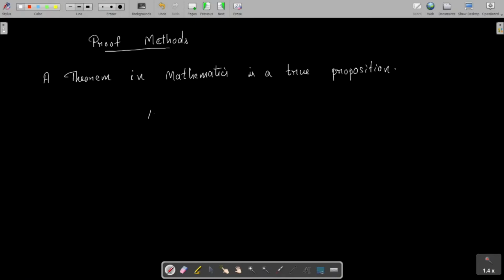Many theorems are of the form H1 and H2 and so on, and Hn implies the conclusion C. That is, given the hypotheses H1, H2, etc., Hn, the conjunction of all these hypotheses implies the conclusion C. Given any theorem, there may be many hypotheses, and if all these hypotheses are assumed to be true, we can arrive at the conclusion C. Such a proposition in mathematics is usually known as a theorem.